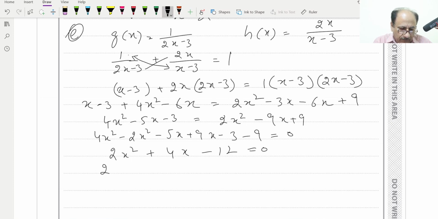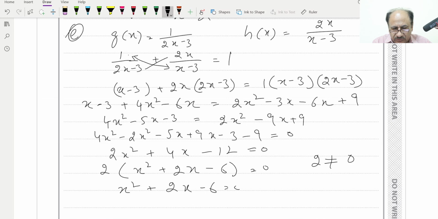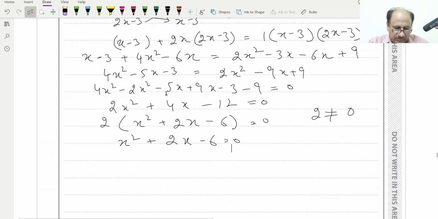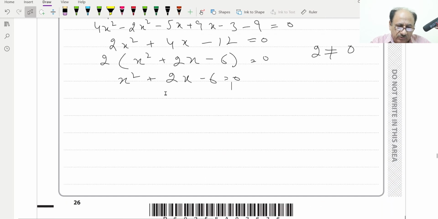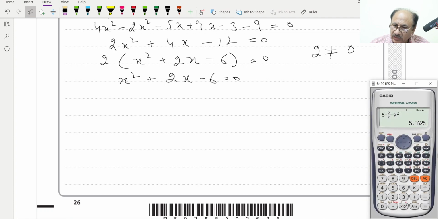We can take 2 common. Inside will be x squared plus 2x minus 6 is equal to 0. So 2 cannot be equal to 0. So this implies x squared plus 2x minus 6 is equal to 0. And this is the quadratic equation which we can simplify, where the coefficient of x squared is 1, the coefficient of x is 2, and the constant is minus 6.